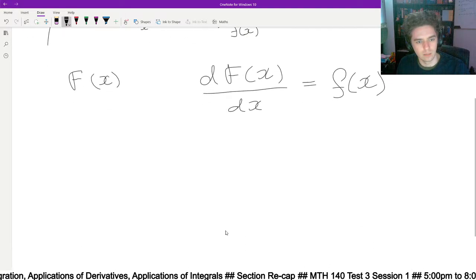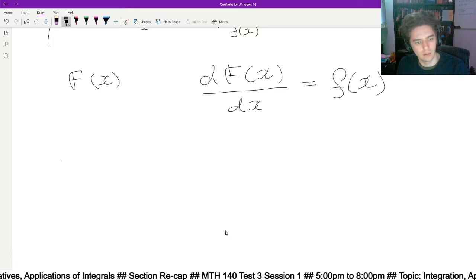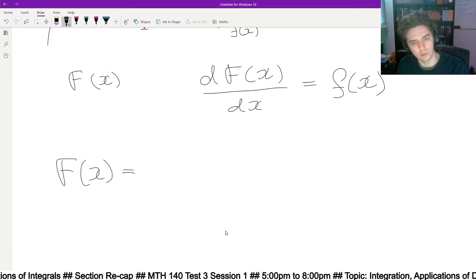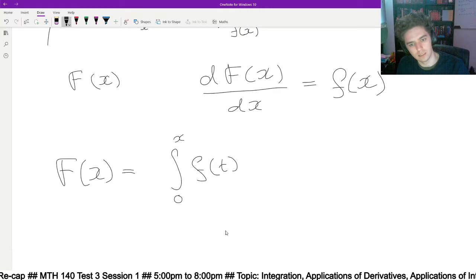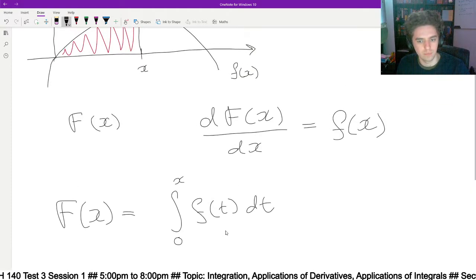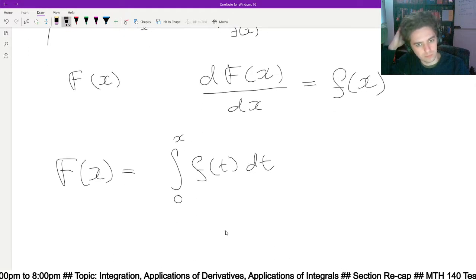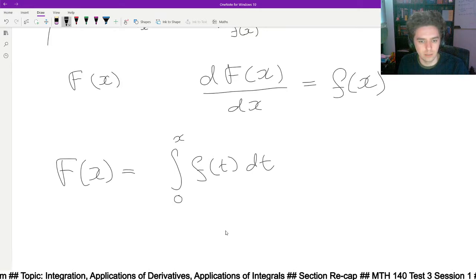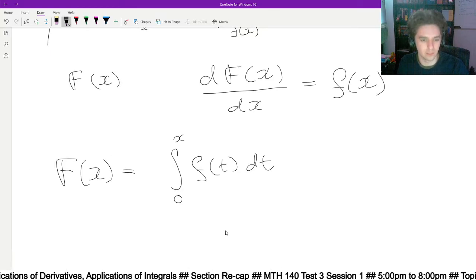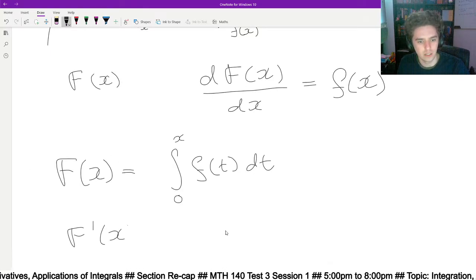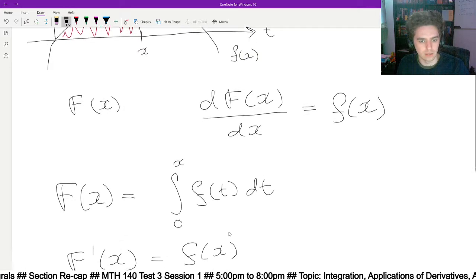In more concrete terms, the big F of x is equal to the integral from 0 to x of f of t dt. This is really your t-axis. The area under the function, the definite integral between 0 and that x value, is what this function is defined as. And the fundamental theorem of calculus is saying that the derivative of that function is just f of x. That's the first part.